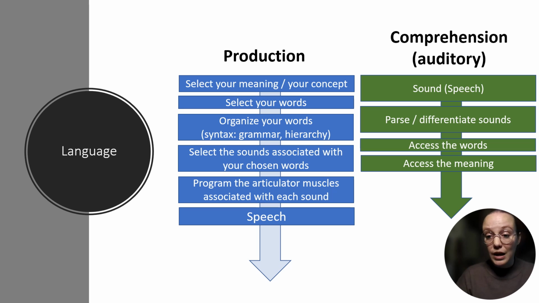In auditory comprehension, it's a little bit reversed, understandably so. You're hearing things coming in. You're having to differentiate that phonological information and then access the words and their meanings. Now, I realize this infographic looks like all of this happens in a linear fashion, right? Like one thing has to happen and then another and then another.